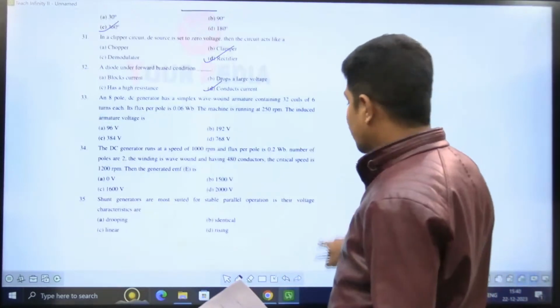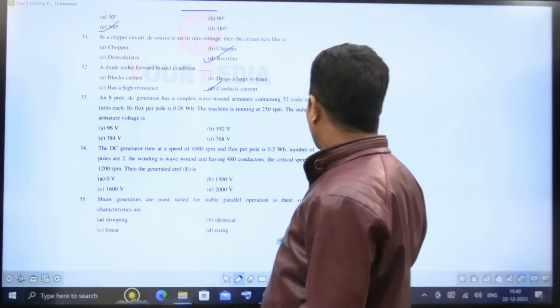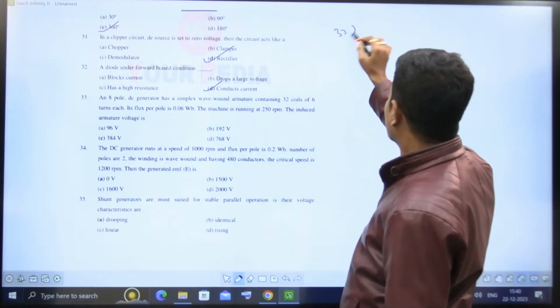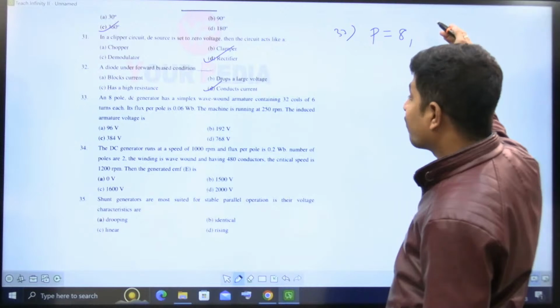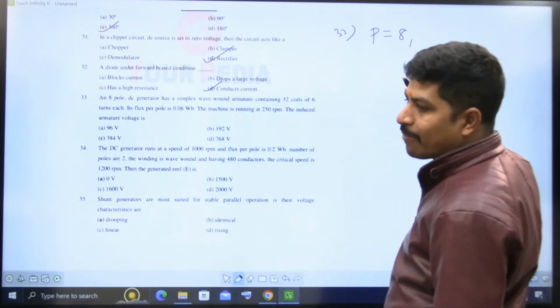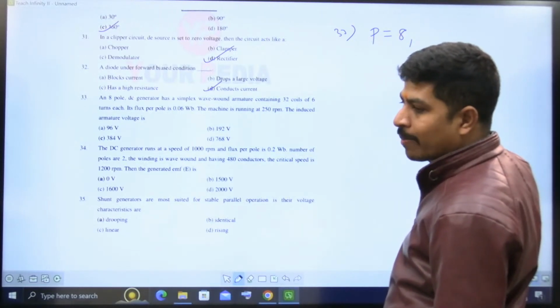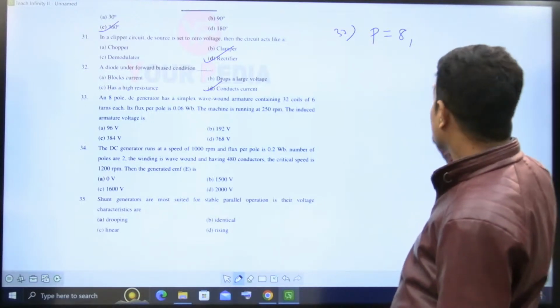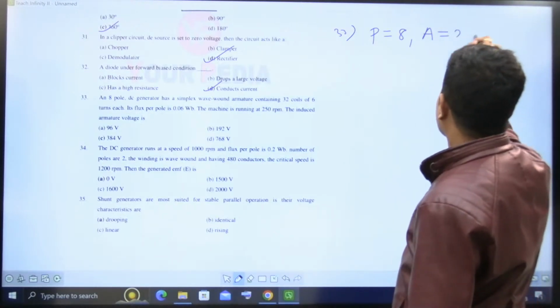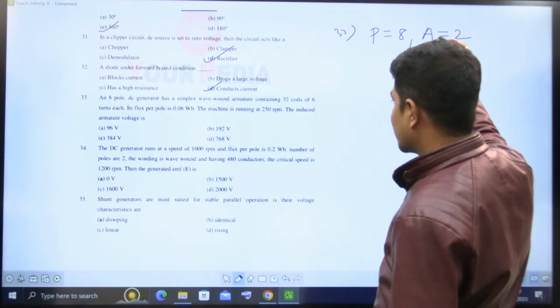Question number 33. What is it saying? An 8 pole machine, that is, number of poles is equal to 8, with simplex wave winding. For lap winding, number of parallel paths is equal to number of poles. For wave winding, number of parallel paths is always equal to 2. A is equal to 2, where A is the number of parallel paths.